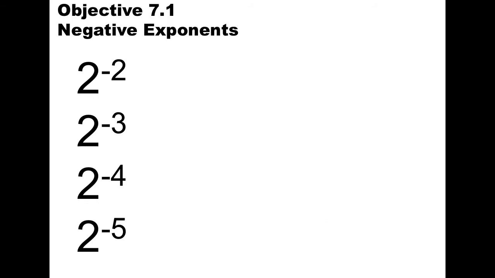Now let's go ahead and try some more. We have 2 to the negative second power here. When we write this out, it's 1 over 2 times 2. That's going to equal, in standard form, 1 over 4. And 1/4 as a decimal is 0 and 25 hundredths.